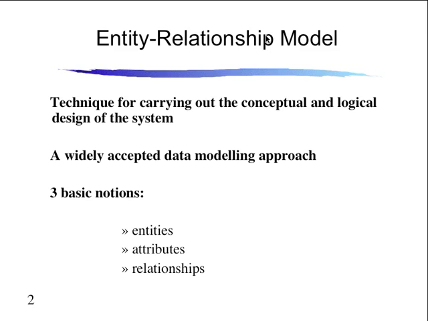Going back to the different types of diagrams that exist, this would be a process-oriented diagram, showing the logical structure. So it fits into both logical structure and process. We're looking at the conceptual or logical design of the system, and it's widely accepted as a modeling approach. There are three notations on the diagram, as the slide is telling you: entities, attributes, and relationships.